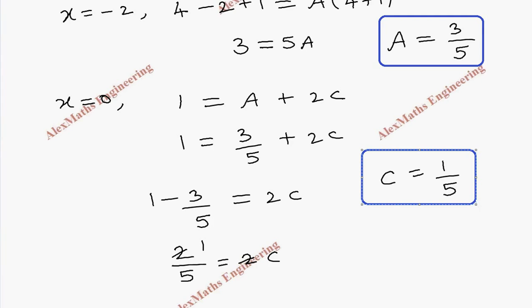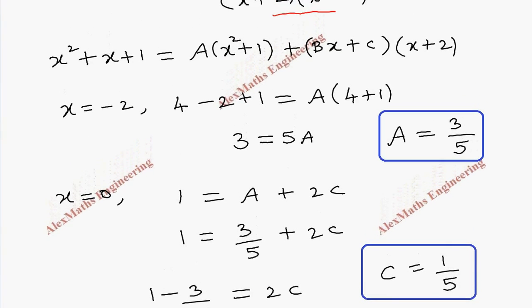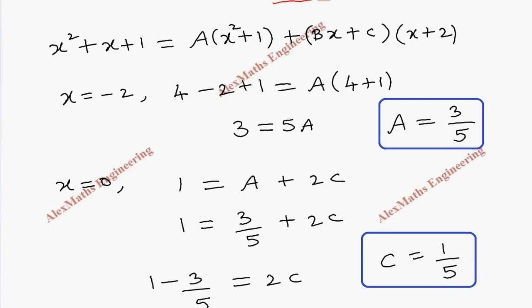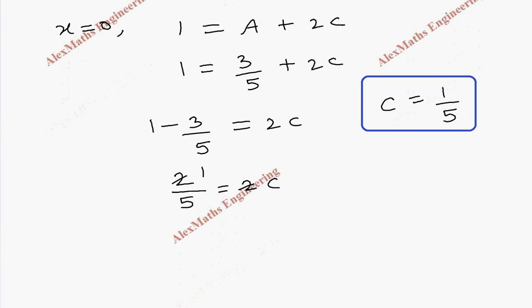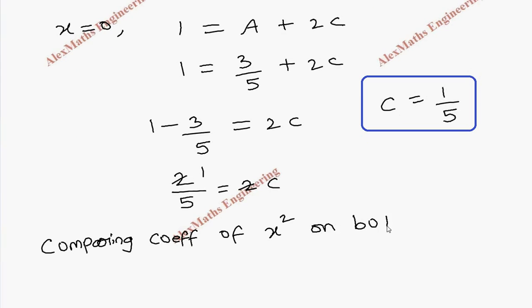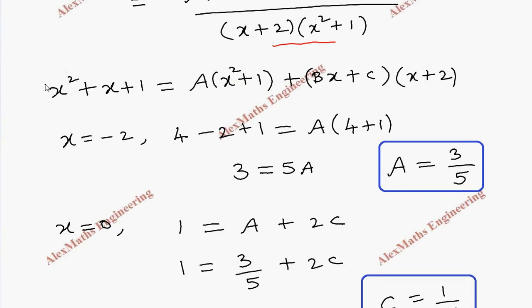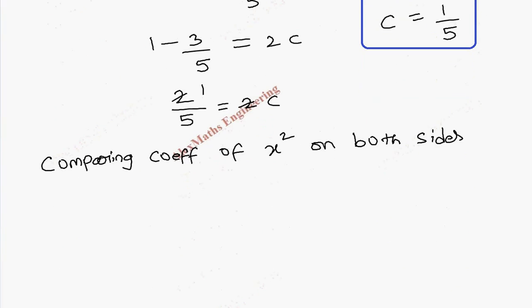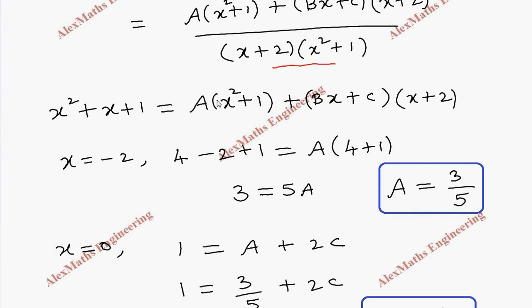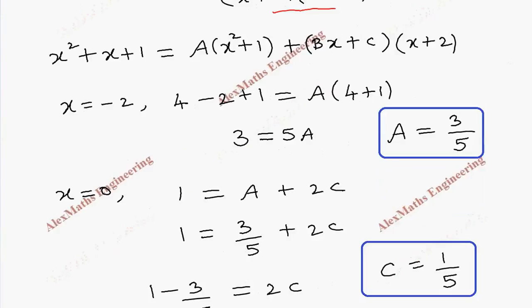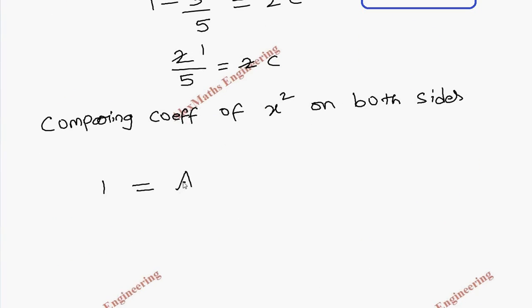Now, we have to take another factor, but it's not possible here to make some values as 0. So we go for comparing coefficients on both the sides. So comparing coefficient of x square on both sides. Here we have x square term, the coefficient is 1. So 1 equal to, on the left hand side it is 1. On the right hand side, this is x square into a. So a is a coefficient of x square.